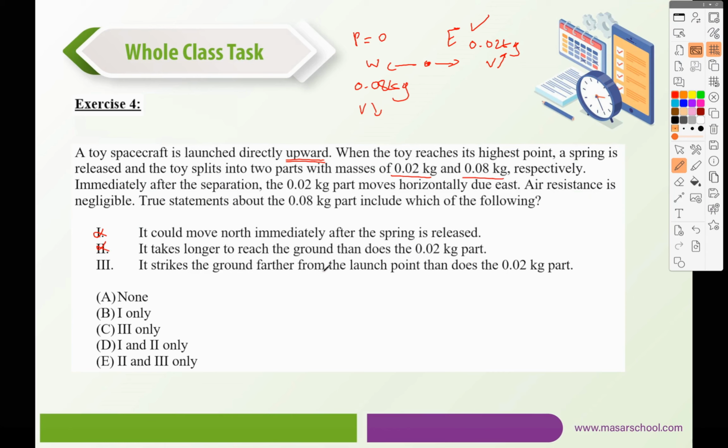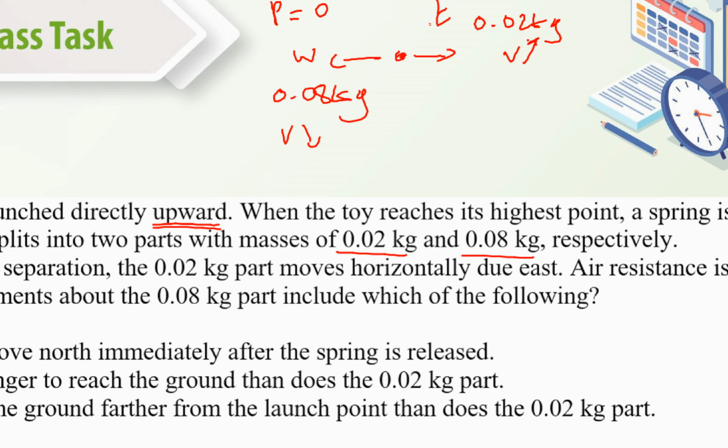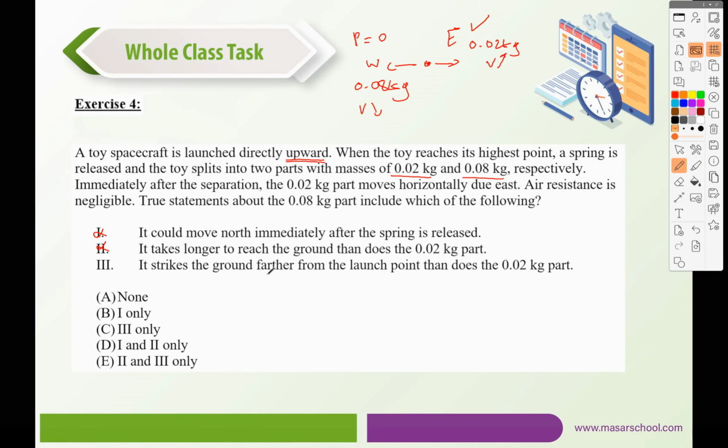It strikes the ground farther from the launch point than does the 0.02 kg part. No, that's wrong, because the 0.02 kg will be launched to the right with a greater horizontal velocity, which means it will reach a point on the ground which is farther than the 0.08 kg. Alright? Now if you look at the statement carefully, they're telling you it strikes the ground farther from the launch point than does the 0.02 kg part. No, that's the opposite way around, so none of the above.